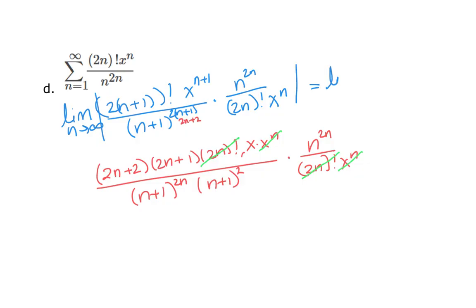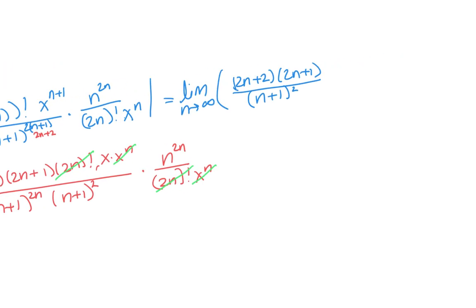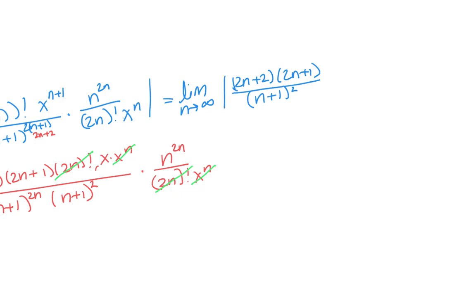All right. So this is going to be equal to the limit as n goes to infinity of 2n plus 2, and that should be absolute value, so change that to absolute value, 2n plus 1 over n plus 1 squared. And again, I said absolute value, and I put a curve there, so absolute value. I'm going to have an x left over.